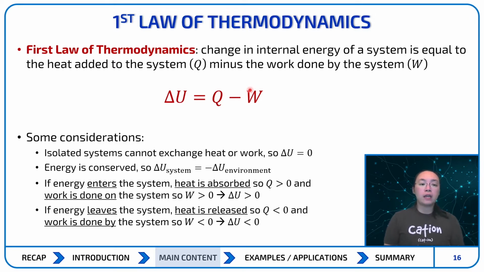Now, if the energy leaves the system, that means delta U has to be less than 0 because the change in energy is going to be negative. That means your heat is going to be released, so you have a negative Q, and then the work is going to be done by the system, so you are going to subtract W from the system. So you have minus Q minus W essentially to give you an overall negative number. So just know what happens if delta U is negative or positive.